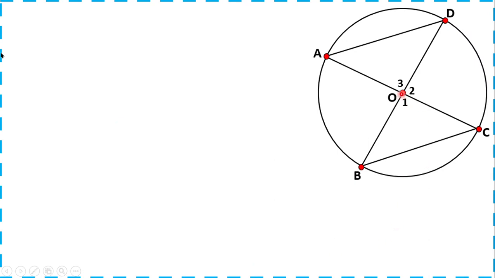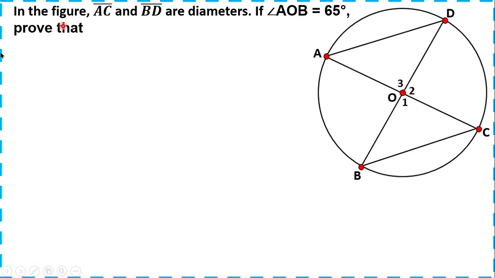Okay, next figure, we have circle O. On the circle, we have point D, point C, point B, and point A. We also have angle 3, angle 2, and angle 1. Angle 3 is also named as angle AOD. Angle 2 can also be named as angle DOC. Angle 1 can also be named as angle BOC. Then, this is our angle AOB.